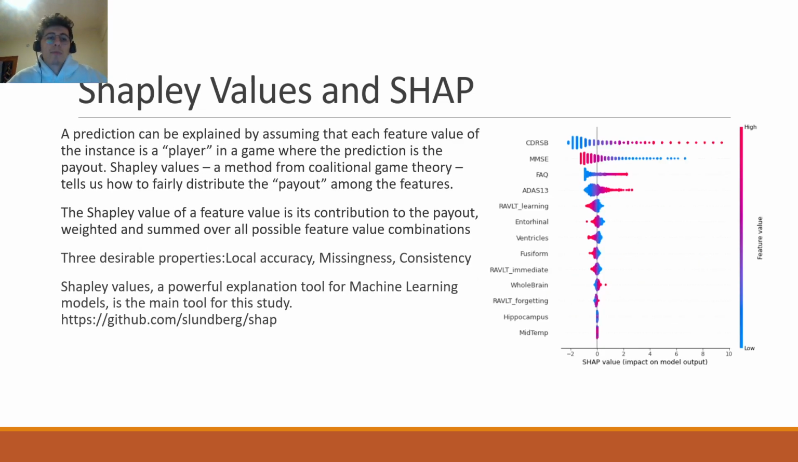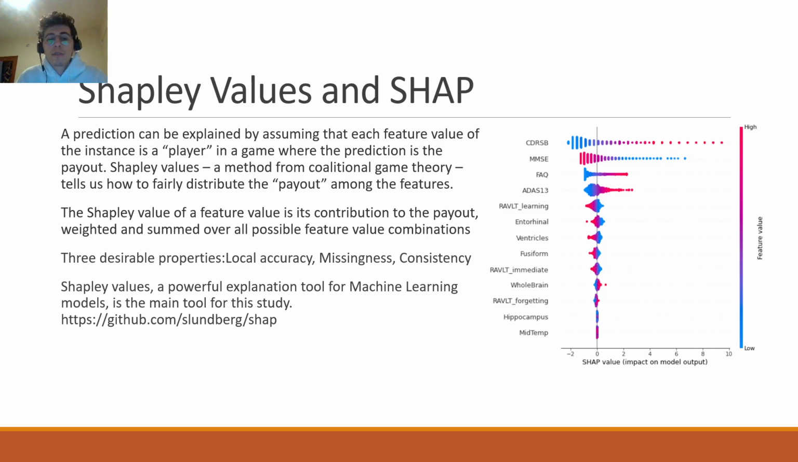Shapley values and SHAP. A prediction can be explained by assuming that each feature value of the instance is a player in a game where the prediction is the payout. Shapley values, a method from coalitional game theory, tells us how to fairly distribute the payout among the features. The Shapley value of a feature value is its contribution to the payout, weighted and summed over all possible feature value combinations. The math behind is crazy.